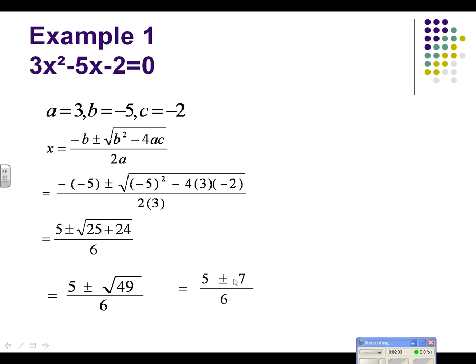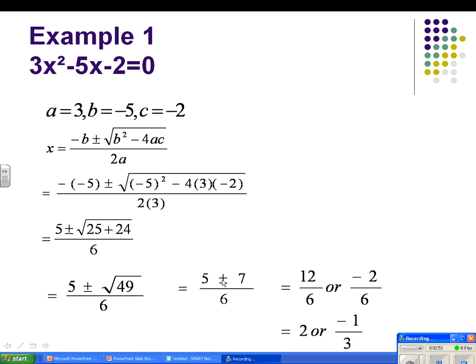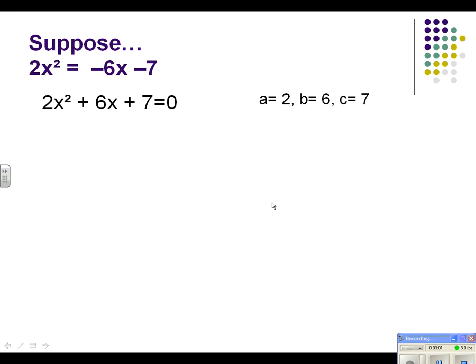Since I don't have a radical right here, I can add across my numerator. So I'm going to do 5 plus 7 over 6 as one solution, and the other solution will be 5 minus 7 over 6. So 5 plus 7 is 12 over 6, which would be 12 sixths, or 2. And then 5 minus 7 is a minus 2 over 6. So a minus 2 over 6 reduces to a minus 1/3. Okay, so let's look at one more example.